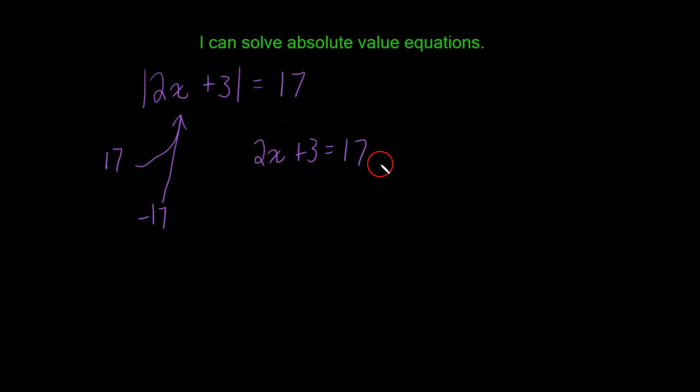We could say 2x plus 3 equals 17. We also could say 2x plus 3 equals negative 17. So we have two different equations. We're going to get two different answers for this equation right here. So let's solve the one on the left first.